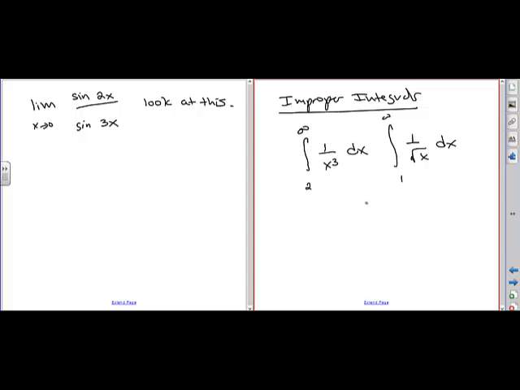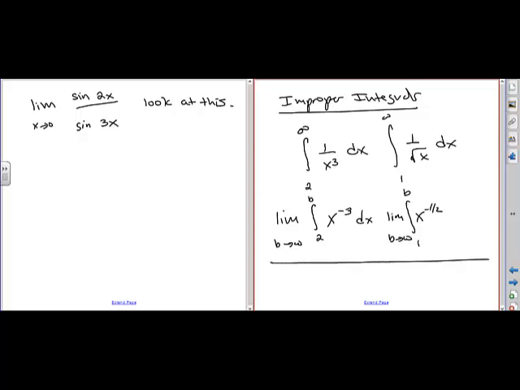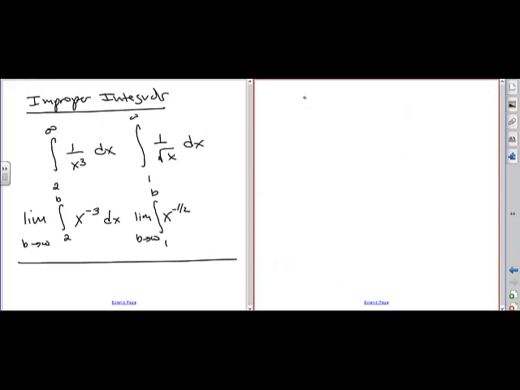And the key thing here is they're not that difficult of integrations as long as we rewrite this as x to the minus 3 power, and this would be x to the minus 1/2 power. So, the integrals are not that difficult. The big thing here is I want you to use the proper notation. So you'd have the limit as b goes to infinity of the integral from 2 to b. Likewise, the same thing over here. This would become the limit as b goes to infinity of the integral from 1 to b. So something along those lines. We did quite a few of those in class. Some of them converge and some don't converge.